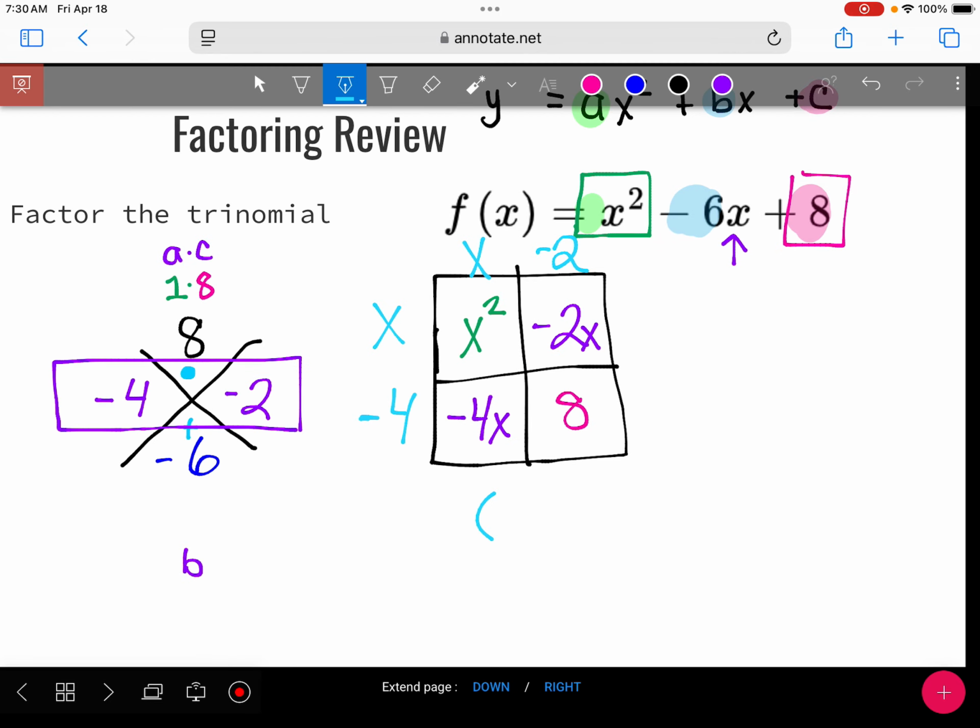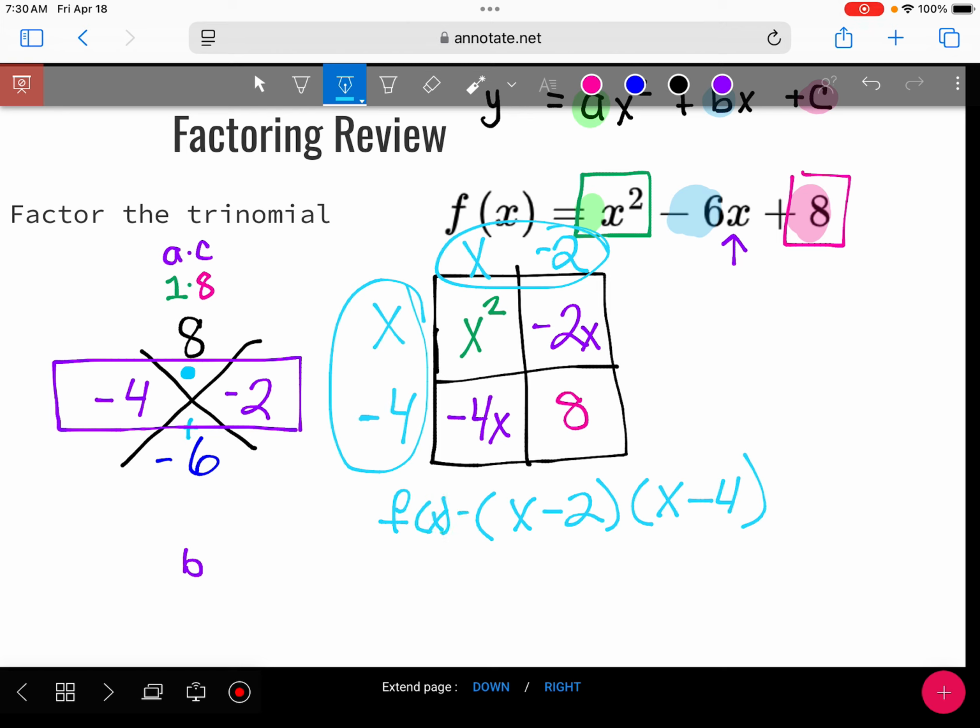But that's okay. So when we're writing this in our factored form, these guys on the outside are the pieces we are looking for here. Our x minus 2 and our x minus 4. So this is our factored form of this equation. So that's doing it the long way.